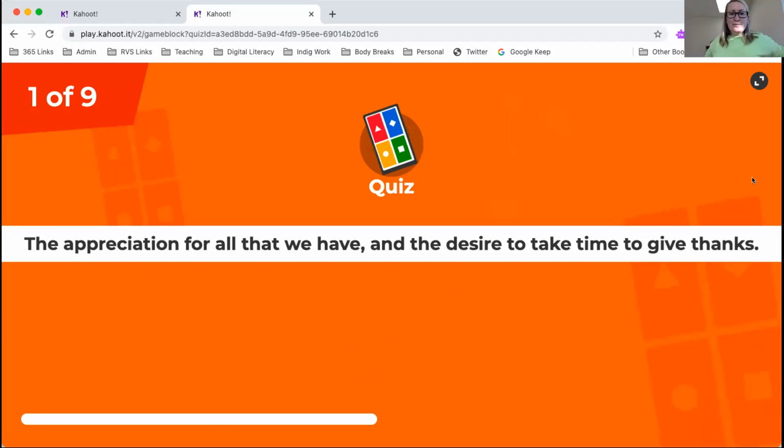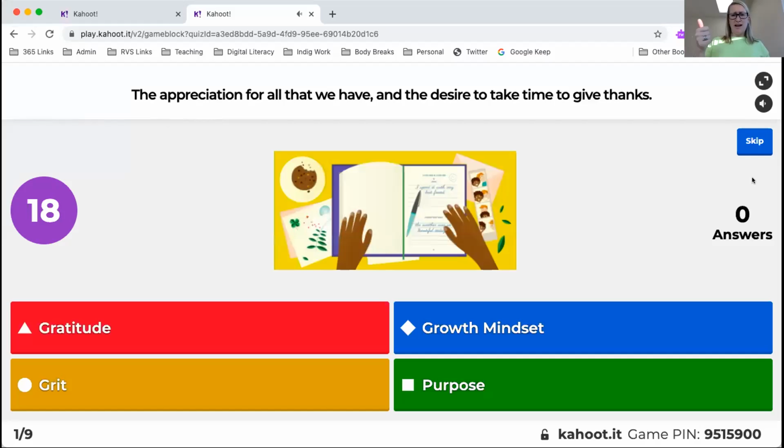The appreciation for all that we have and the desire to take time to give thanks, is that gratitude, growth mindset, purpose, or grit?